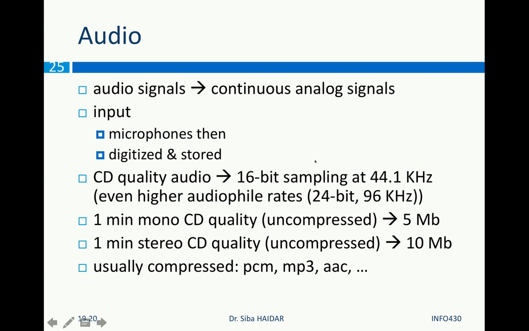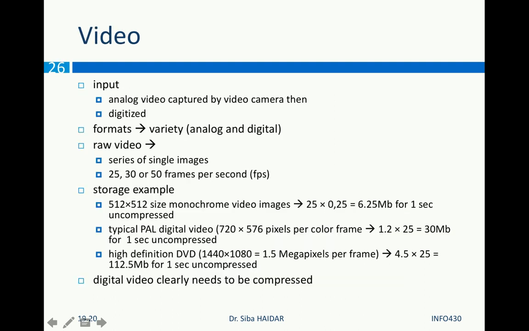This is the kilohertz. As an example, stereo is the double of mono because you can take from two sources. One minute of mono CD audio quality, if it was uncompressed, if I talk for one minute in mono quality, it will be 5 megabytes. And for stereo, it will be double. So this media is also usually compressed. There is no way that we deal with it uncompressed.